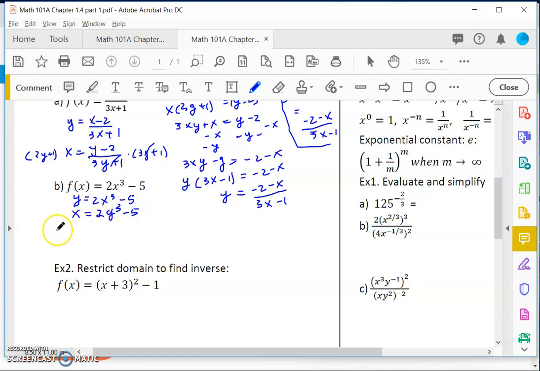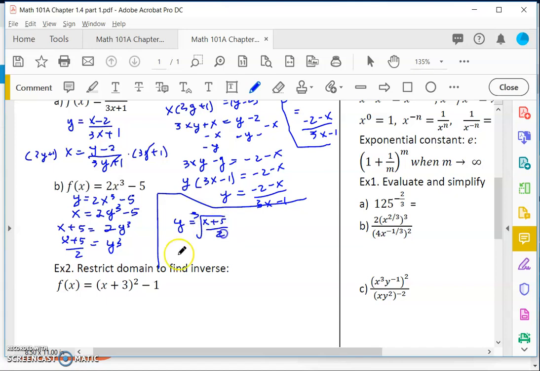Solve for y. So add 5 on both sides. So I have 2y cubed. To solve for y, I have to do the cube root, but I need to clean up the 2 first. So y cubed is equal to x plus 5 over 2. So now I'm ready to do my y cube root. So I would take the cube root on both sides. y would equal the cube root of x plus 5 over 2, and that is my inverse function. The inverse function of x now becomes cube root of x plus 5 over 2.